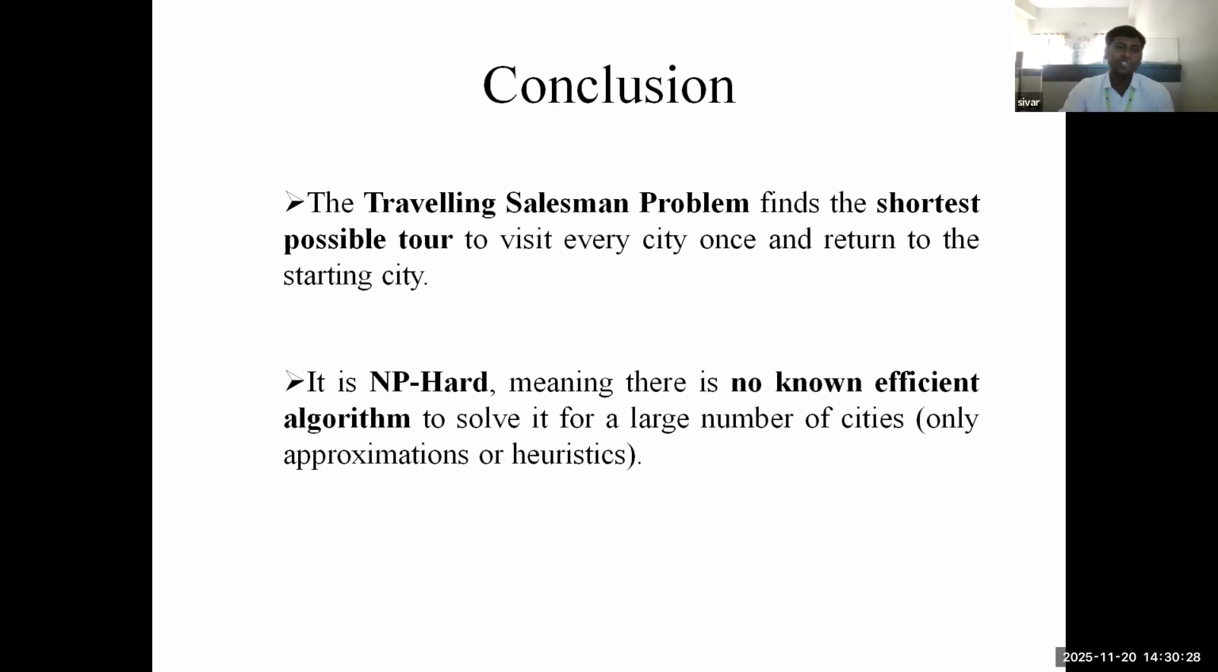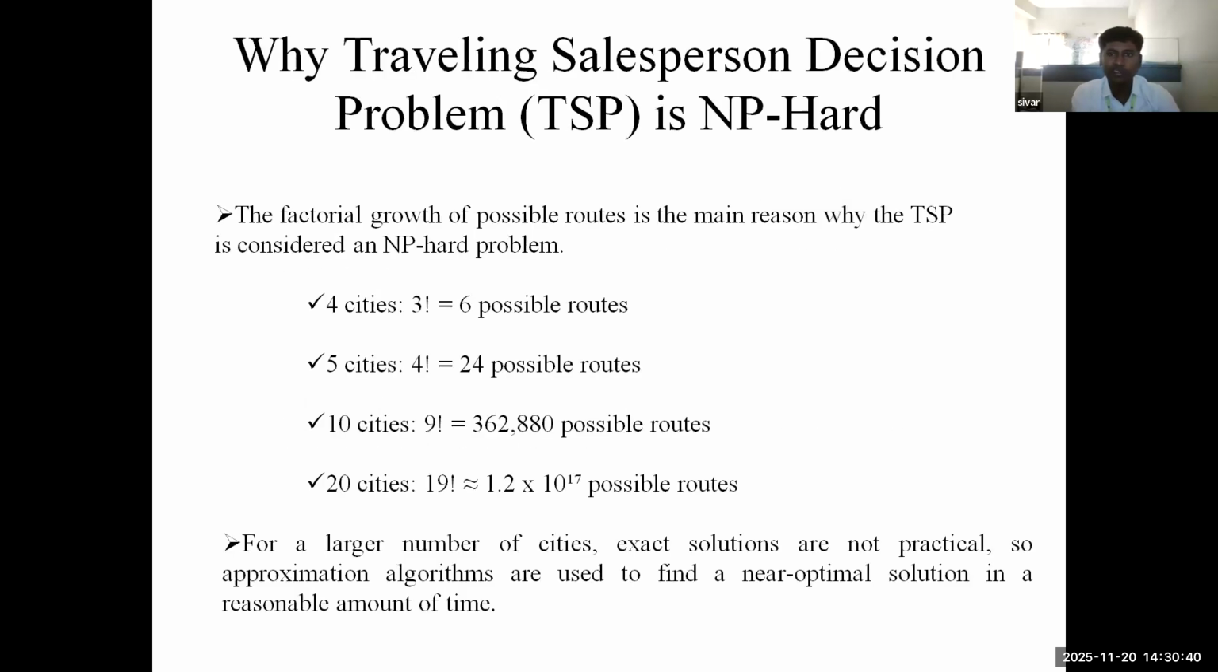Okay, the conclusion: what is the traveling salesperson problem? It finds the shortest possible tour to visit every city once and return back to the starting city. Next, the question is why the traveling salesperson problem is NP-hard. How can you say that it is an NP-hard problem? The factorial growth of possible routes is the main reason why it is considered an NP-hard problem. Suppose a graph has four cities, its possible routes are 3 factorial.